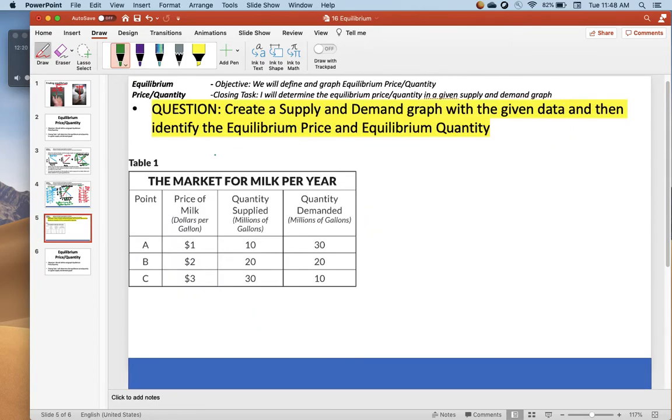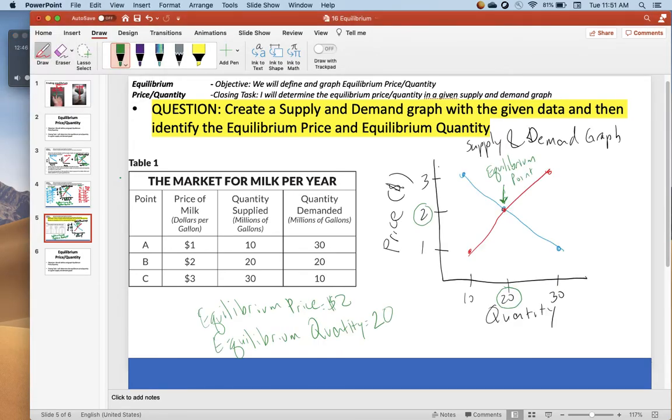So I have a question for you guys. I want you to do this. It says create a supply and demand graph with the given data and then identify the equilibrium price and equilibrium quantity. So look at this table right here, read it, try to understand it, and then I want you to draw a supply and demand graph for this, and then you're also going to determine equilibrium price and quantity. So pause the video. When you unpause, I'll go over the answer.